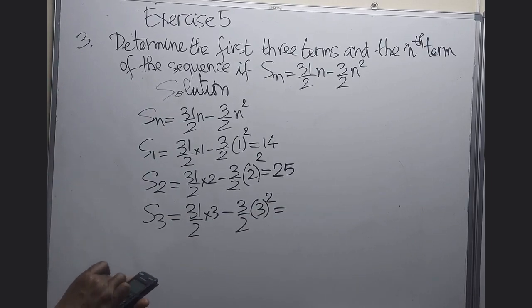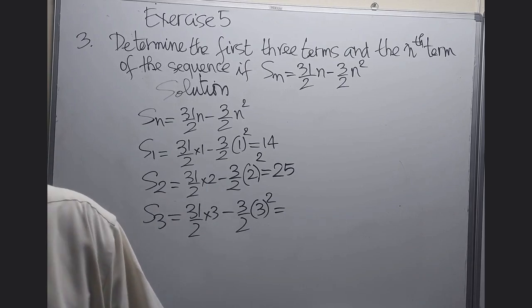31 over 2 times 3 minus 3 over 2 times 3 squared. And then the answer is 33.